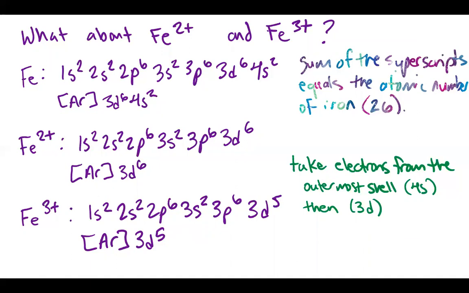So if I thought about iron 2+, that would be an ion that has lost 2 electrons. It's going to lose the 2 electrons from 4s2. So its electron configuration would be 1s2, 2s2, 2p6, 3s2, 3p6, and 3d6. So we're going to take the electrons from the outermost shell, in this case 4s2, and then we're going to take electrons from the 3d shell. So if I formed iron 3+, I would take one more electron from the 3d, leaving 3d5. And then this is the short configuration of iron 3+.